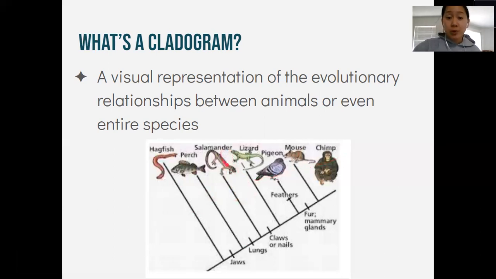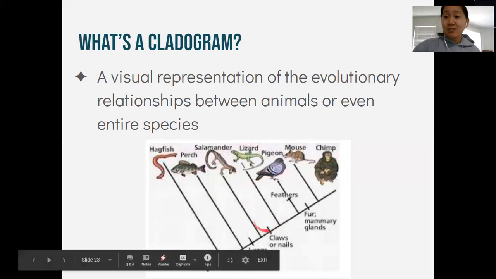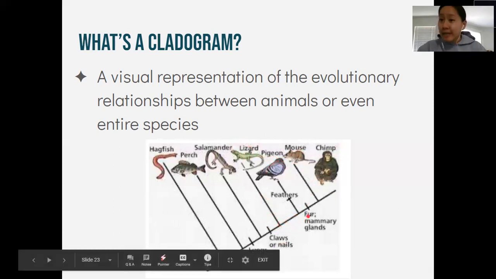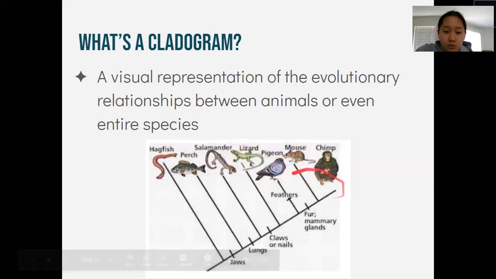Now we have the salamanders branching off because the next characteristic is claws or nails, and salamanders don't have either of those. They're squishy little beings, right? So after that, that means that lizards, pigeons, mice, and chimps all have either claws or nails. So there's some scratchy boys.